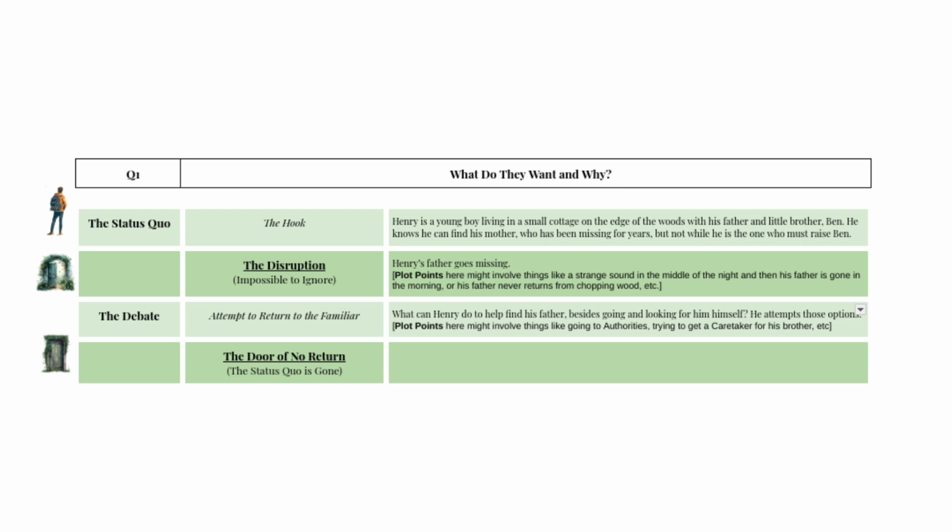But they can't stay in that phase forever. They can't stay in any of these phases forever. So the debate phase ends when they realize that they have to go through the door of no return and commit to a goal, which will force them to leave behind the status quo forever.